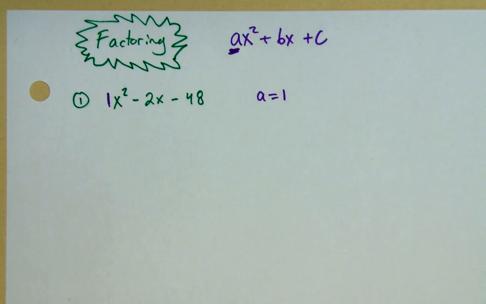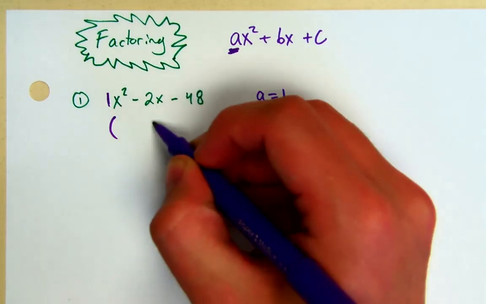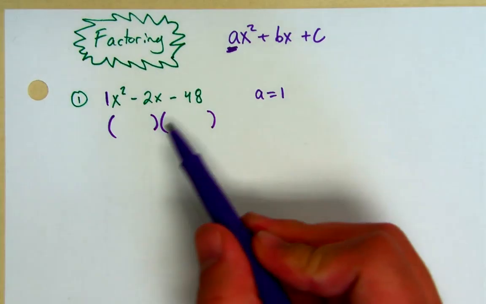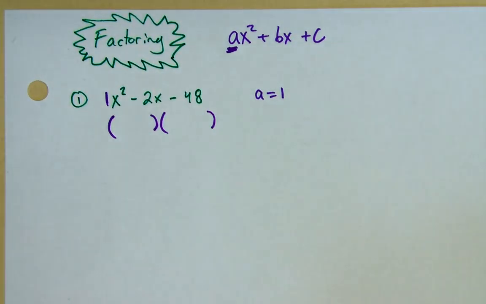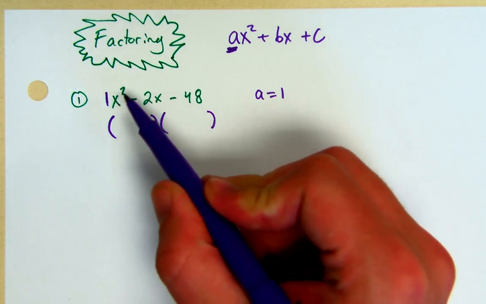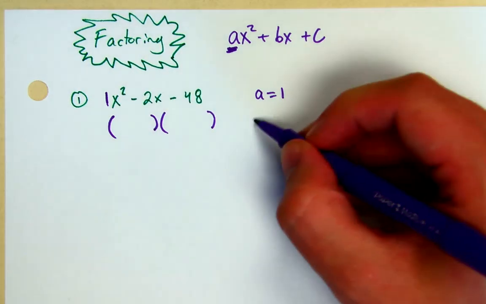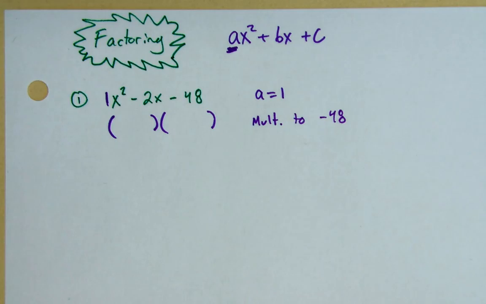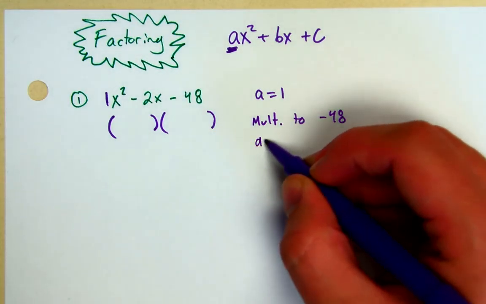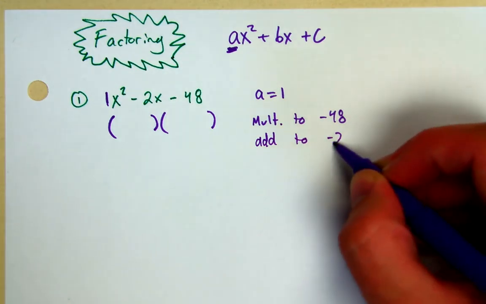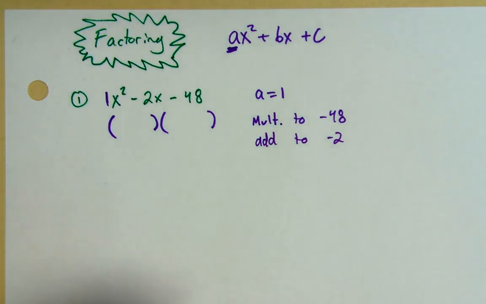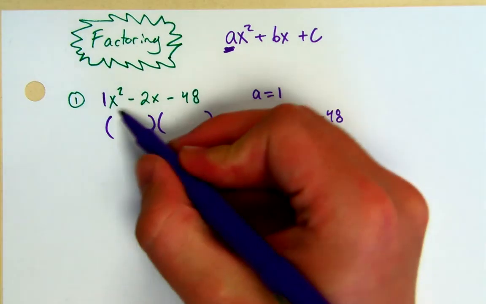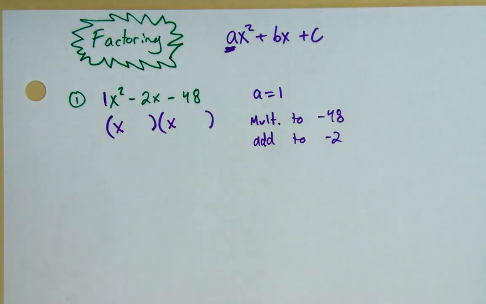Whenever a is equal to 1, you just go ahead and you start factoring right away. Now, by factoring, we mean split it up into 2 binomials. So we need something times something to get us back to this original polynomial. If a is 1, we want 2 numbers that multiply to get us negative 48, and we need to add to get negative 2. So those same 2 numbers need to multiply to get negative 48 and add to get negative 2. Now since a is 1, I'm just using x times x.